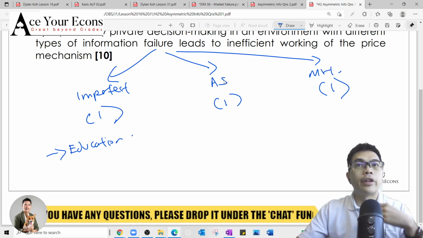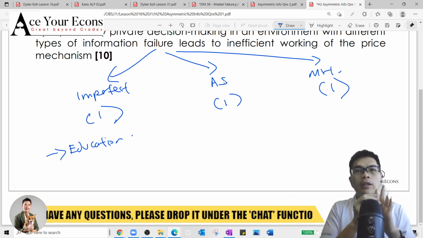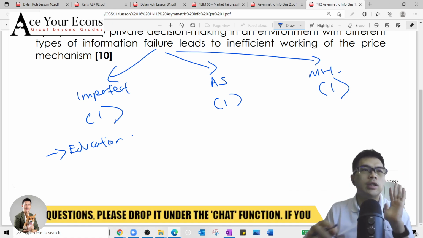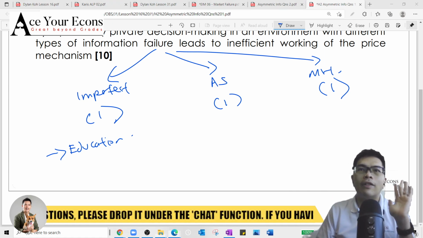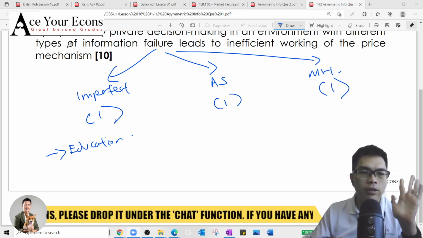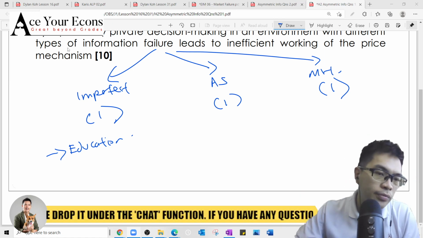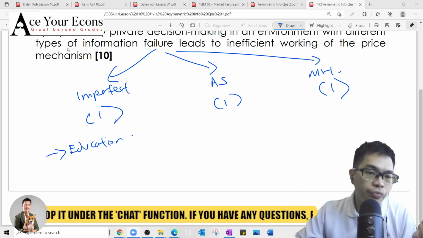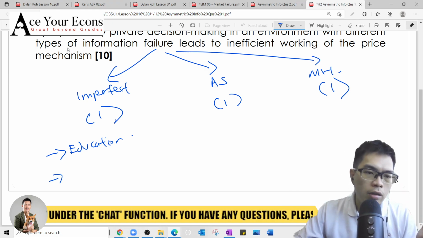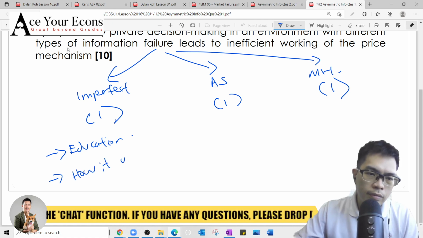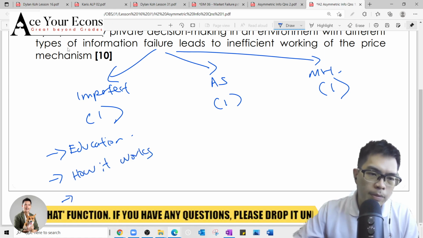What kind of education? You can see that the cigarette boxes educate you that if you smoke too much, then you will have lung cancer. Then you want to talk about how it closes the information gap of perceived and actual risk, and you want to talk about how it works and its limitation.